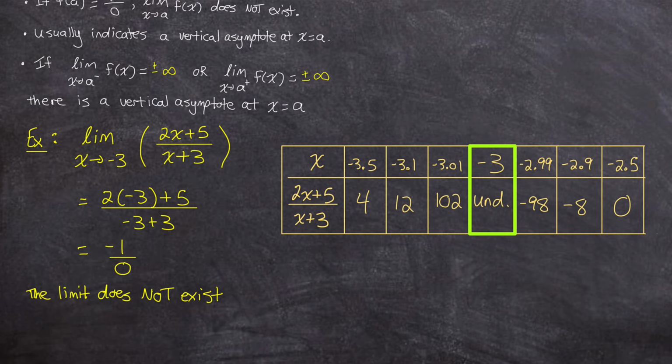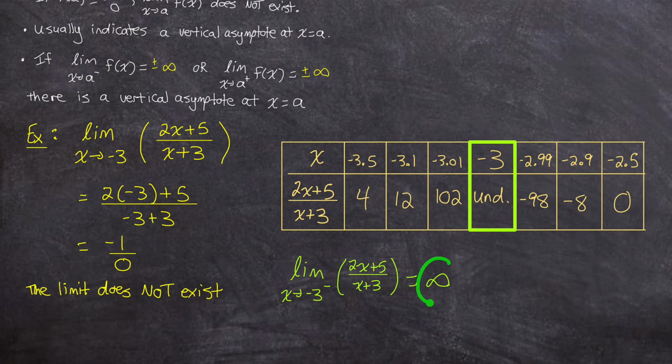But as the x values of the function approach -3 from the left side of -3, notice that the y values start to get bigger and bigger and bigger. They seem to be going towards infinity. I could communicate that by saying that the limit of the function, as x approaches -3 from the left side of -3, is equal to infinity. Now, this doesn't mean that the limit exists. In fact, it verifies that the limit does not exist.